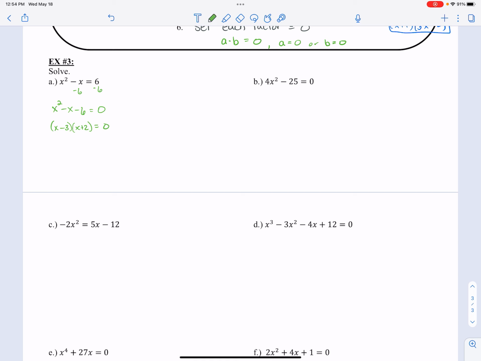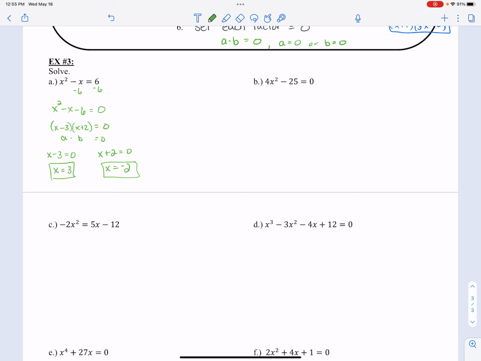If it's an equation, then you're going to take it one step further. Here's your A times B equals 0. So I know that either A, x minus 3, has to equal 0, or B, x plus 2, has to equal 0, and I solve both. So my 2 solutions would be x equals 3 or x equals -2. Both of these solutions, when I plug back into the original equation, will make it equal 6 on the left-hand side.